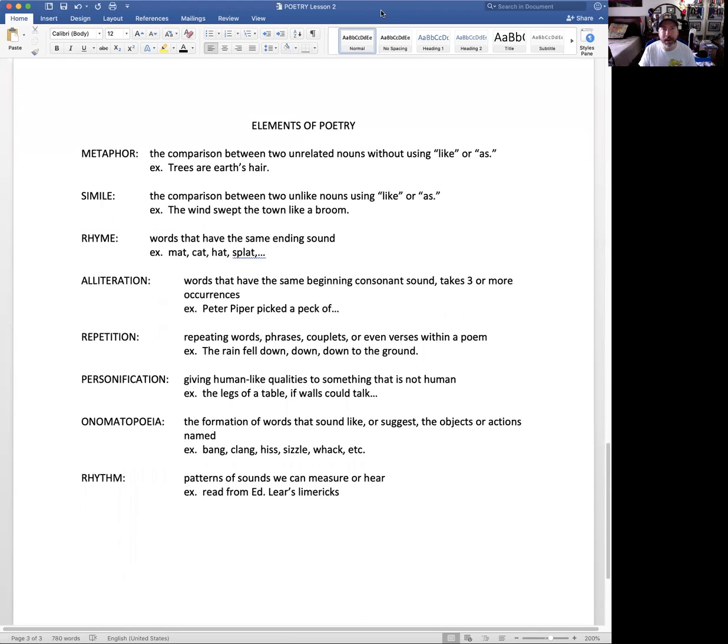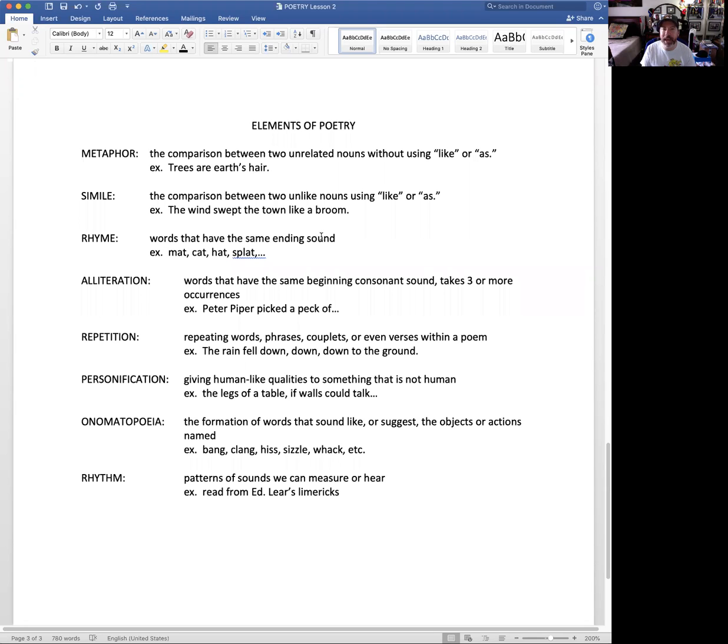So we see metaphor, and some of them we already know, okay? The metaphor is the comparison between 2 unrelated nouns without using like or as. So saying trees are Earth's hair. That's comparing trees to hair, which sounds really weird as I think about it, but that is a metaphor. A simile, the comparison between 2 unlike nouns using like or as. The wind swept the town like a broom. So there's the like, this is comparing wind and broom, okay?